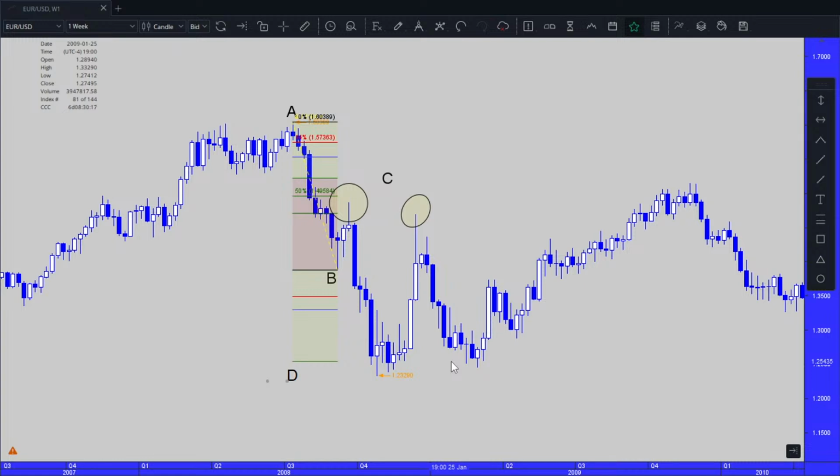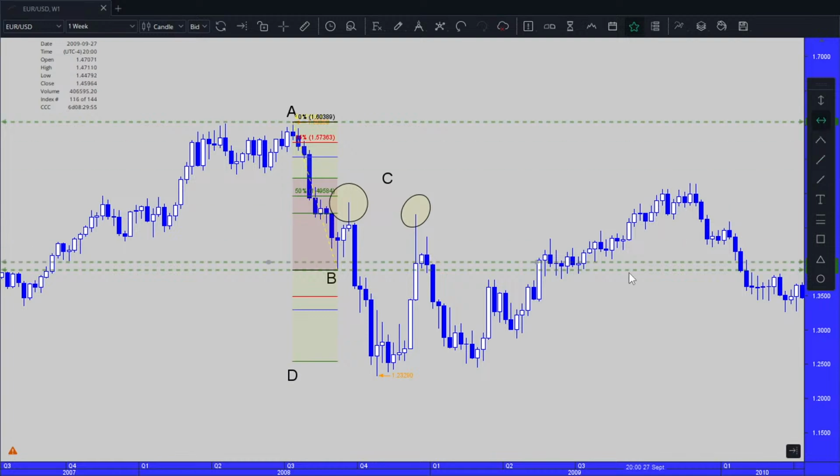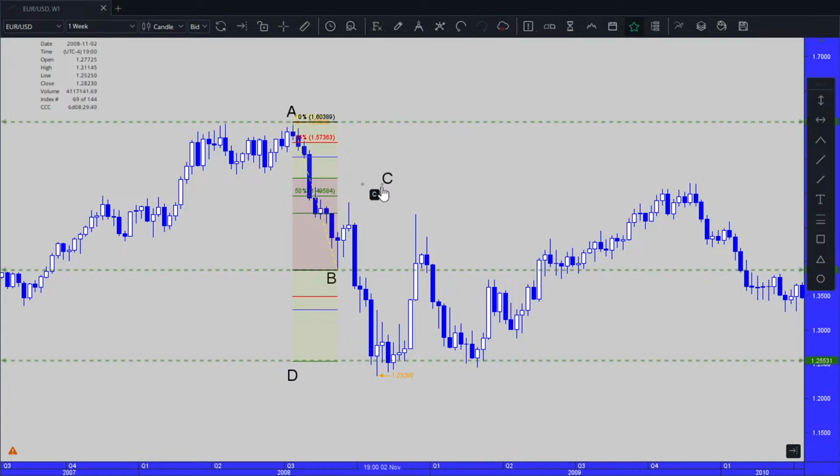Which one is the C, everybody? Is it the first circle or the second circle? Which one is the correct C? The C is the highest point inside the AB boundary after the B, before the market hits the appropriate D extension. Which one is the C? The first one, correct, everybody. So that's the C, right?